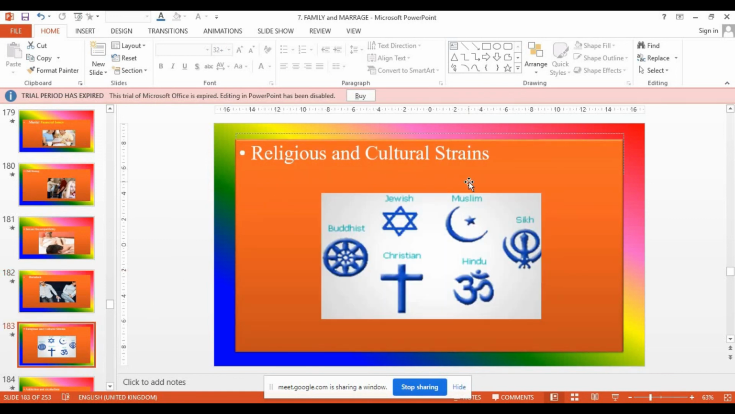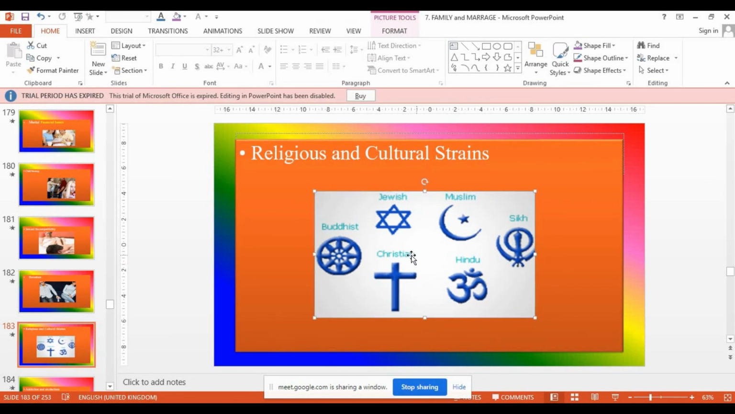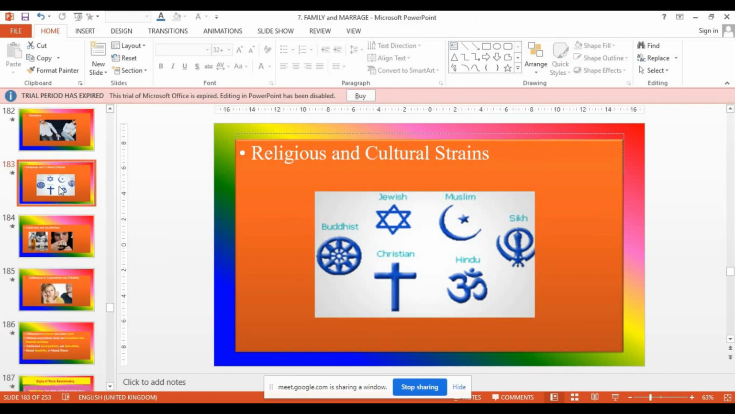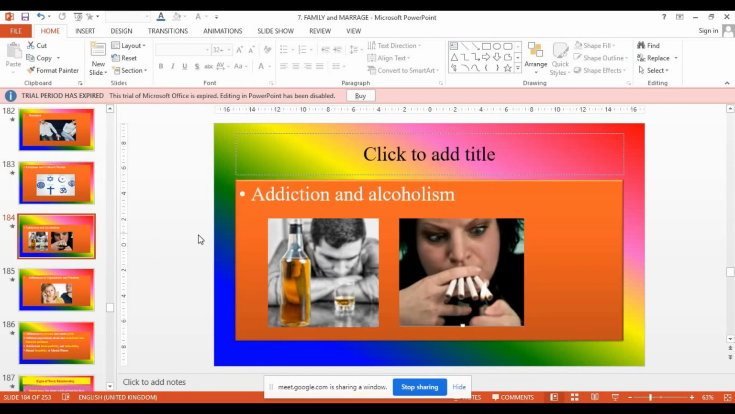Then religious and cultural strain. For students in India, this is a major issue. When husband and wife are living together, the husband or wife may have an irrational relation, more contact with a religious bond than with the family, which ends with divorce. Next, addiction and alcoholism. Can you see this picture? Look at this. Alcoholism is a major issue. Then other addictions, drug addicts.